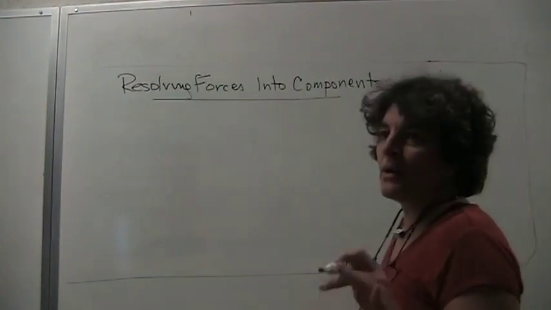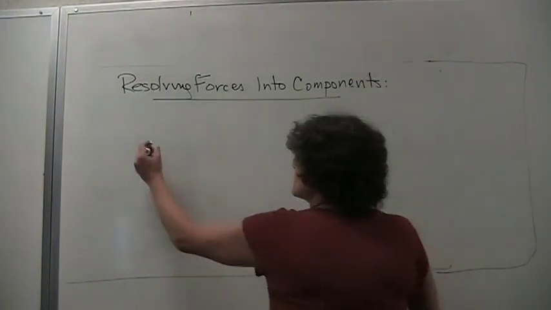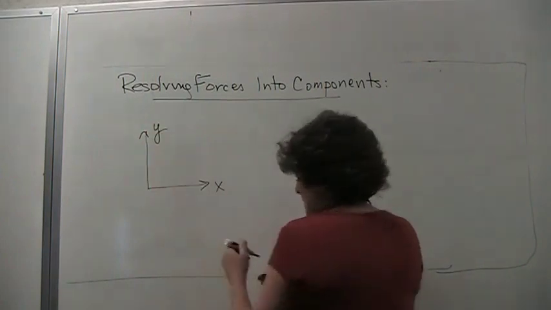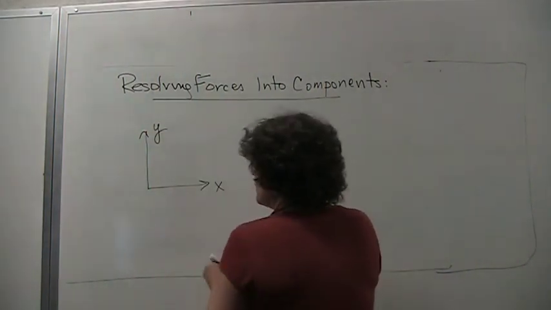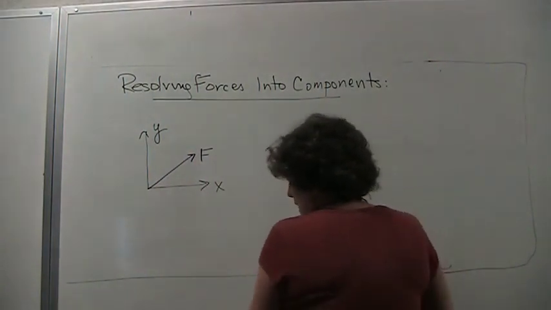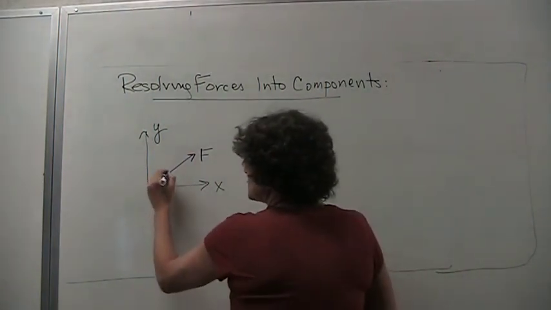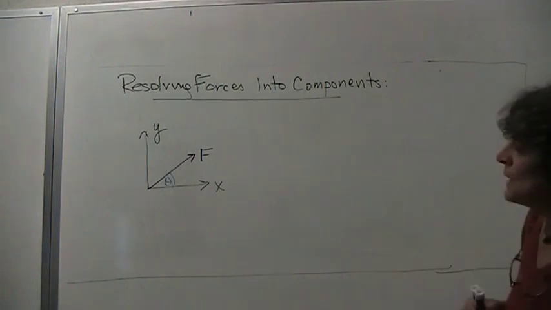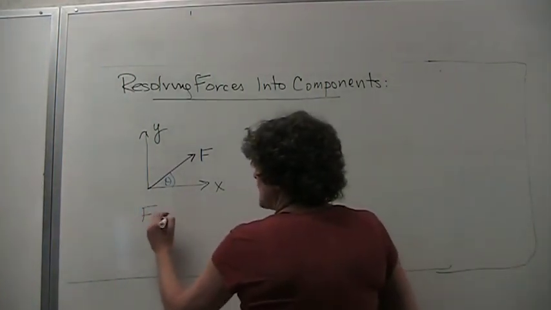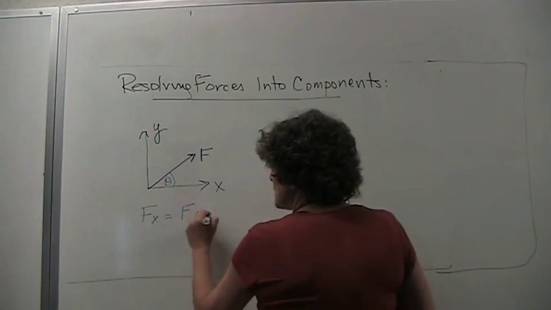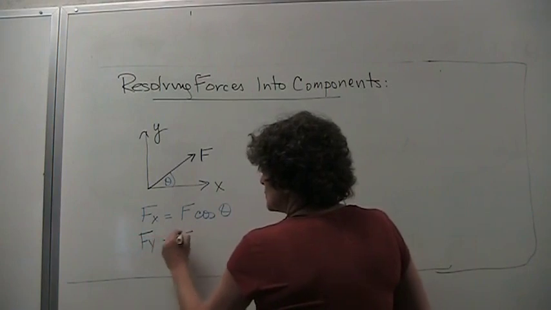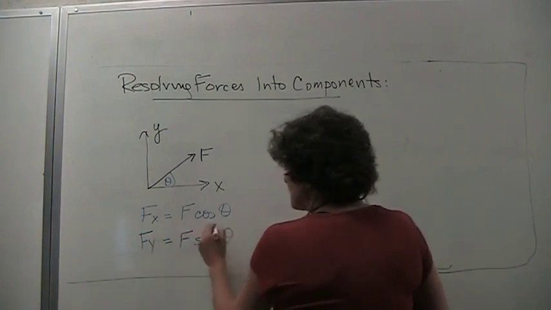So to start out, I'm going to start with the way you learn things. So here's our positive x-axis, here's our positive y-axis. And we have a force that we're going to call F. And we're going to start knowing an angle. So let's call this theta. So in order to find the force in the x, you're going to tell me that force in the x is equal to force times the cosine of theta. And you're going to say that force in the y is equal to force sine theta.